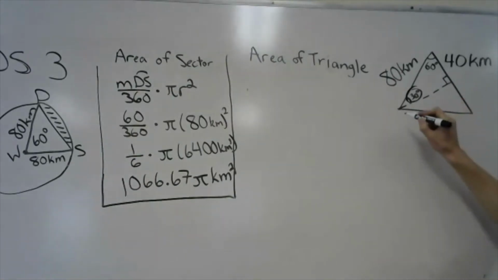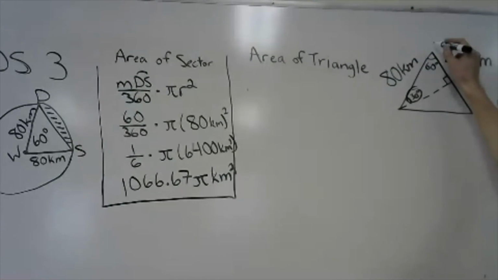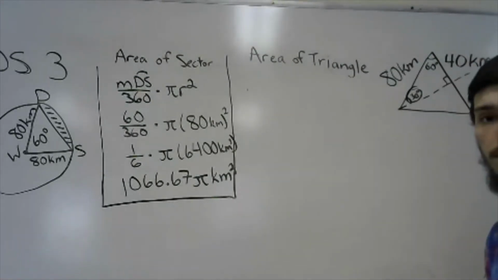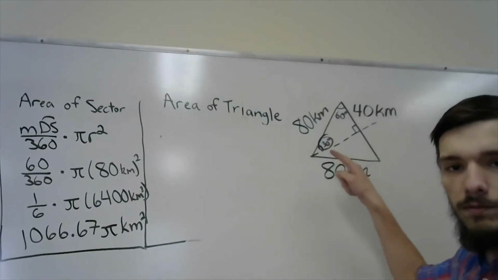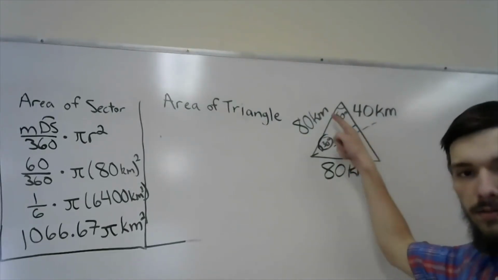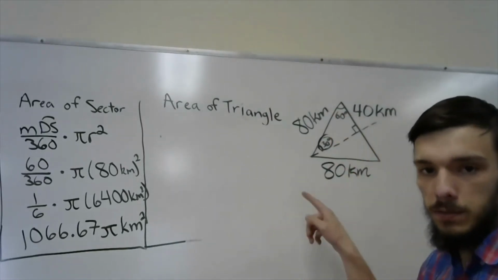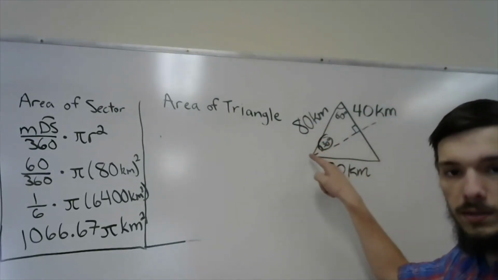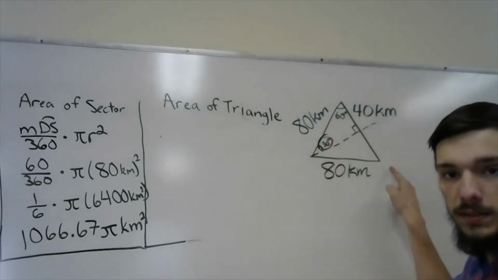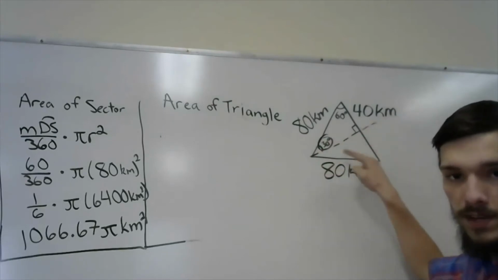And the altitude bisects our opposite side so that this side here is 40 kilometers. Okay. And we can figure out that this half of the side of this triangle will be 40 kilometers because we know that this is an equilateral triangle, because this angle is 60, this angle is 60, and this angle is 60. So we know that all three sides have to be 80. So half of 80 is 40 kilometers.